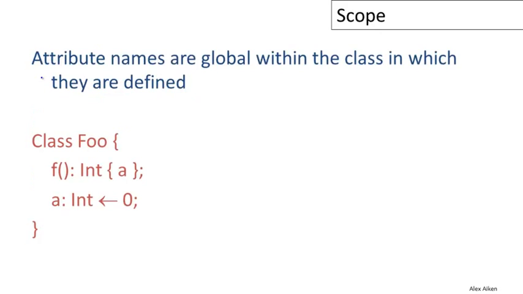Similarly, attribute names are global within the class in which they are defined. So that means they can be used, again, before they are defined. For example, I can define a class foo, and I can define a method that uses attribute a, and then only later on do I define what attribute a is. And that is perfectly legal. Normally, we list attribute definitions before method definitions, but that's not required. The method and attribute definitions can come in any order we like within a class, and in particular, an attribute can be used before it is defined.